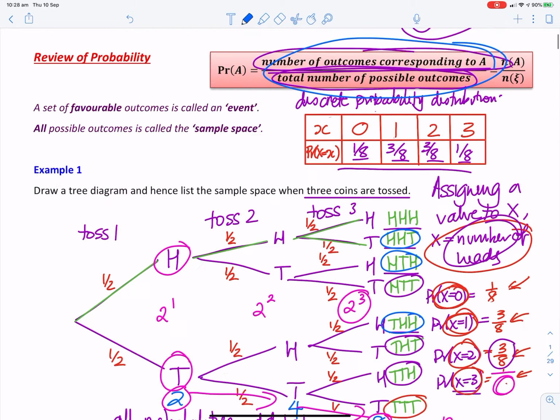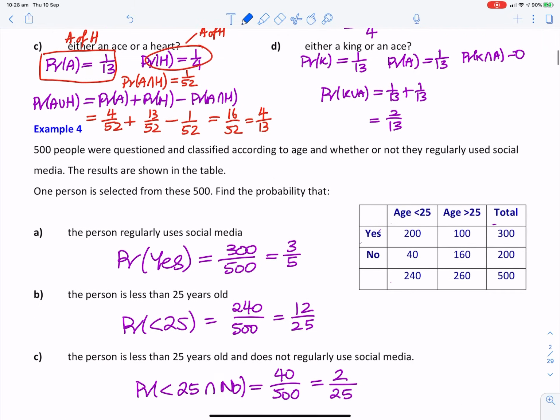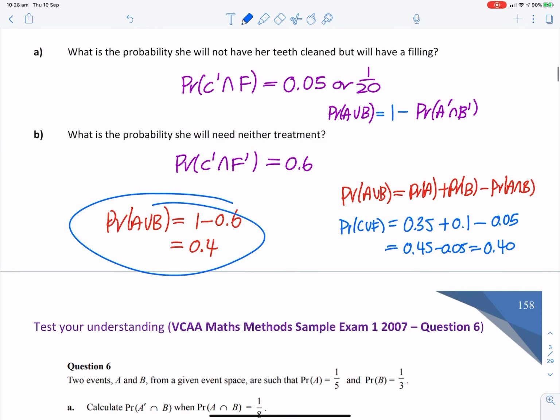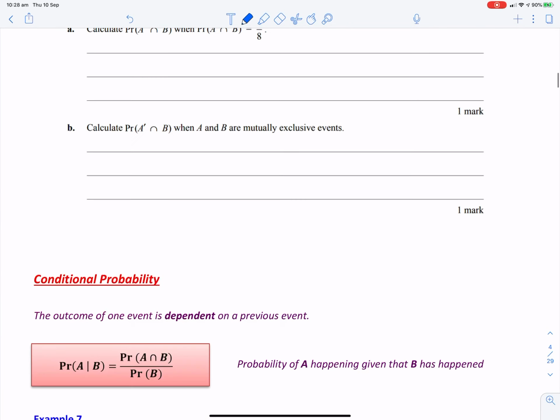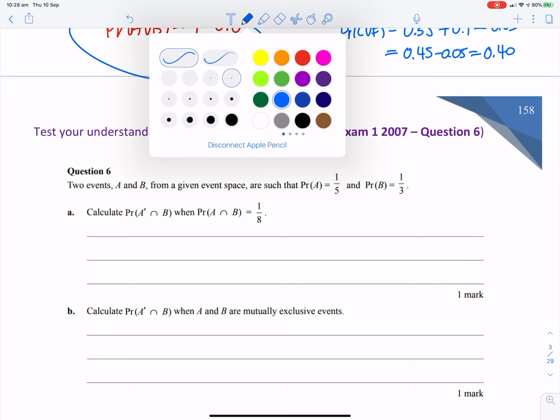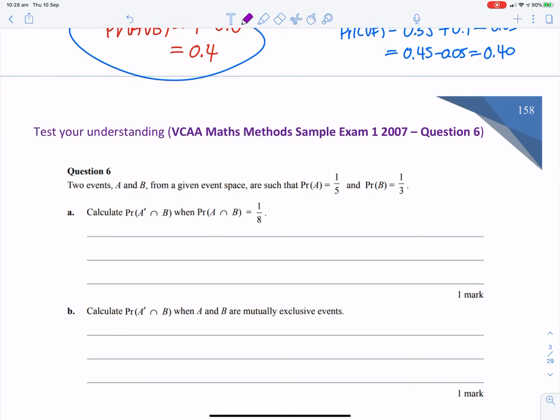Okay, so that's the end of the first section, the basics of probability. Next, I will move on to, actually, let's do this question. So this is using the rules that we've just had. Two events A and B from a given event space are such that the probability of A is 1/5, the probability of B is 1/3.